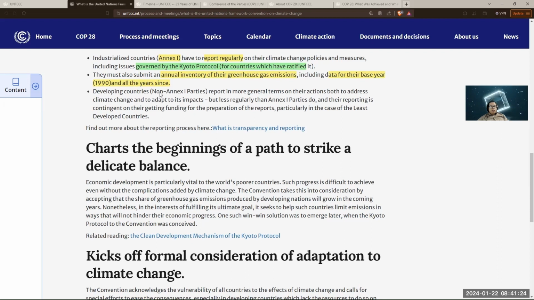Developing countries, non-Annex 1, report in general terms on the actions, so they do not go into detail and further evaluation like Annex 1.